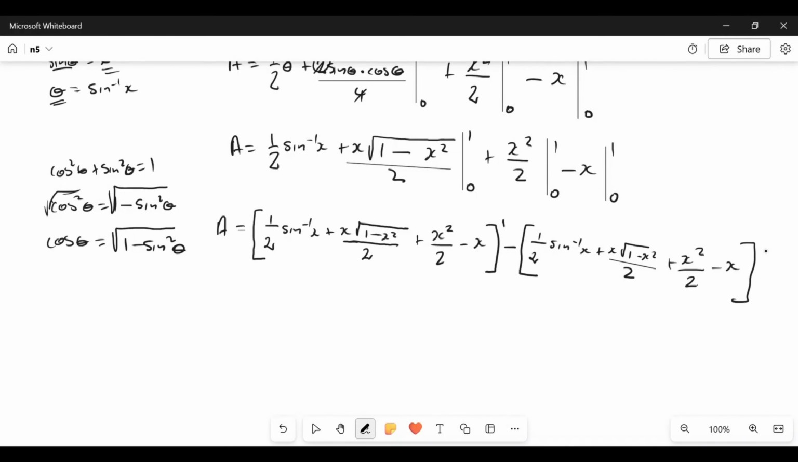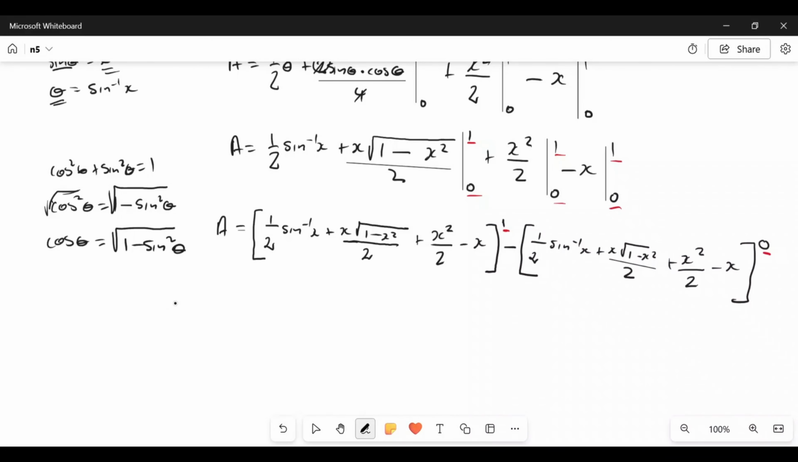And then here, the lower limit is 0. Guys, don't forget these limits here. These limits are the same as these guys here. I hope you can see. I just decided to put everything inside one bracket. So let's continue. Now let's start substituting.